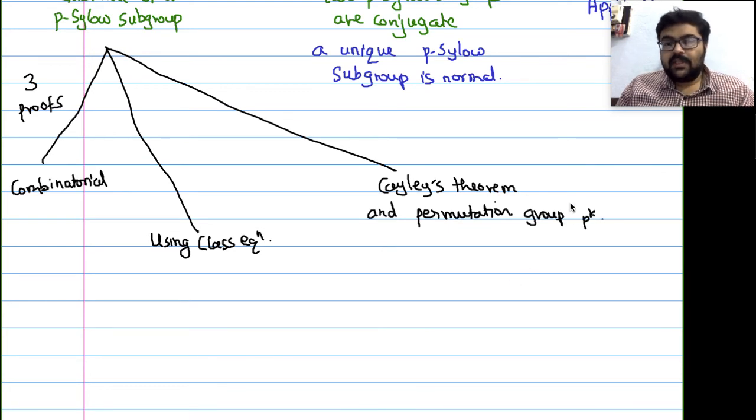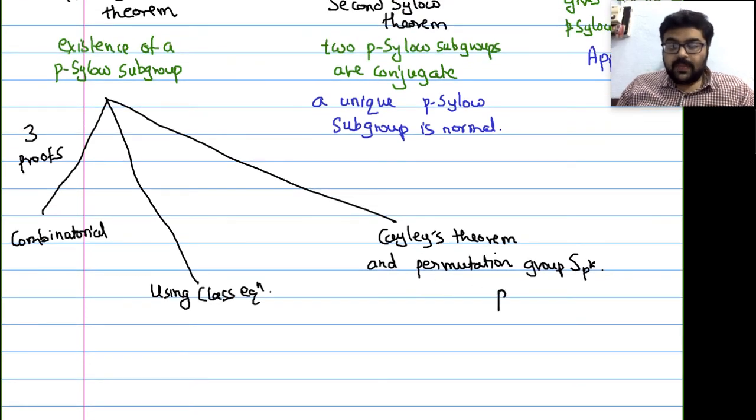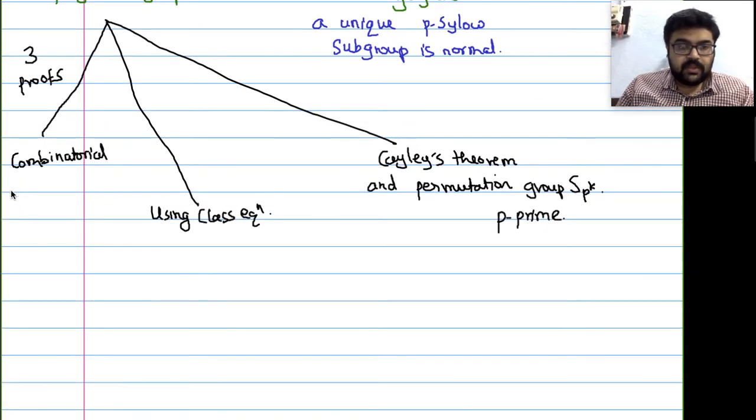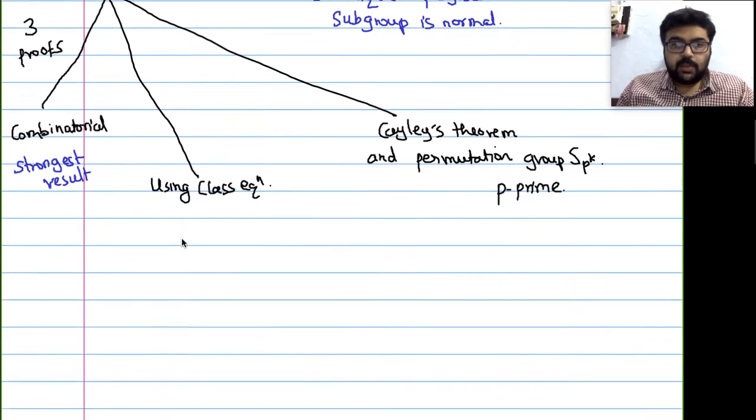Something like this, S_n, so S_{p^k}. And this one is the most powerful, the strongest result. Of course, when I say strongest, it means the most strongest result, which we are going to do in this video.